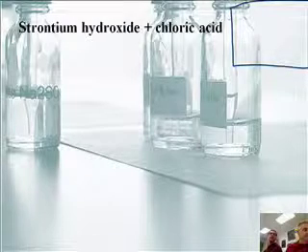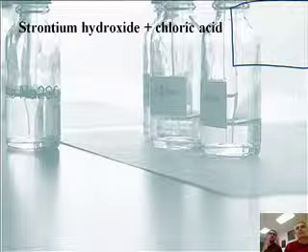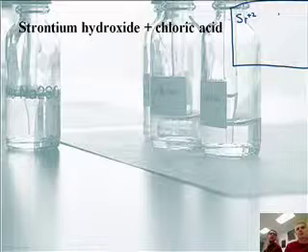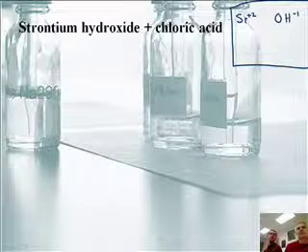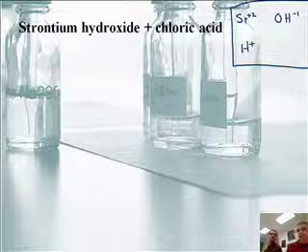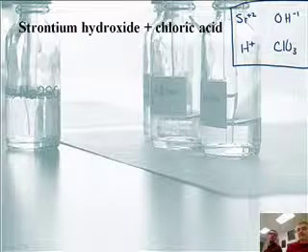All right. Strontium is Sr with plus 2 charge, so we have Sr plus 2. Hydroxide is OH negative 1. Chloric acid. If it's an ic acid, it came from an ate, so this will be hydrogen chlorate, because all acids start with hydrogen. Chlorate is ClO3 with a -1 charge.